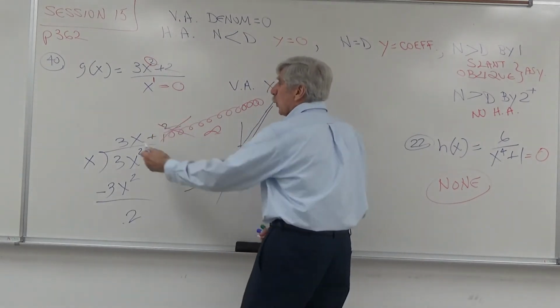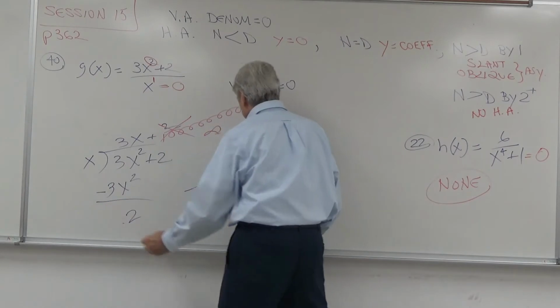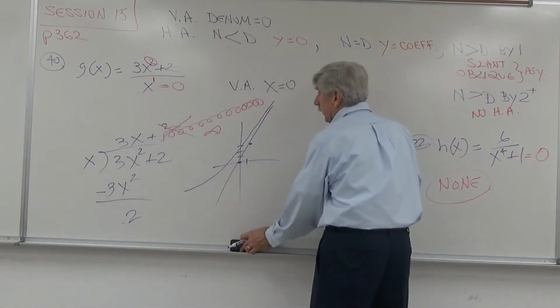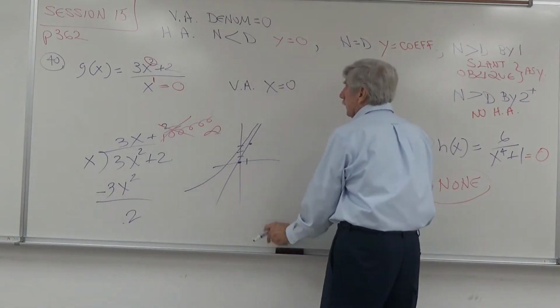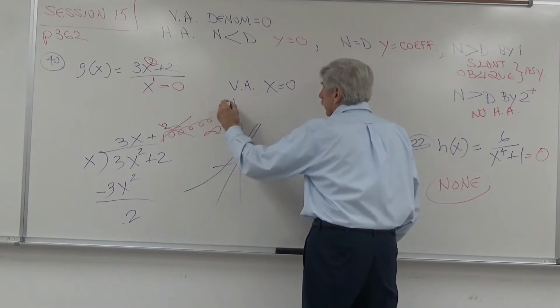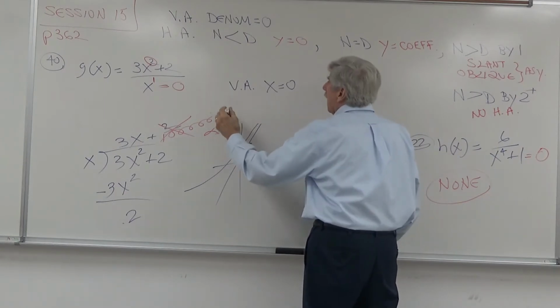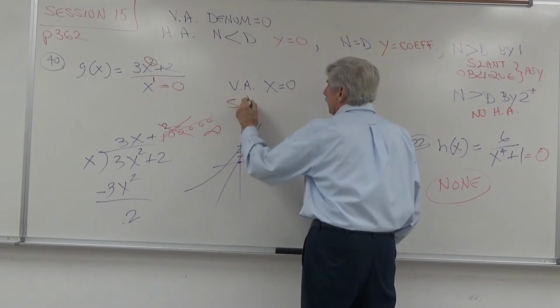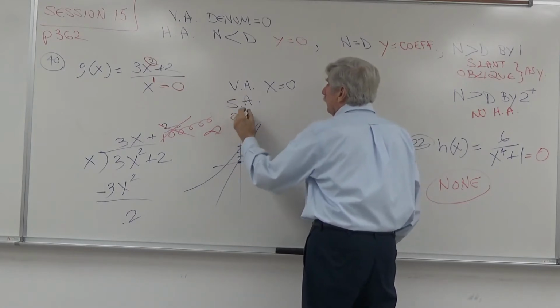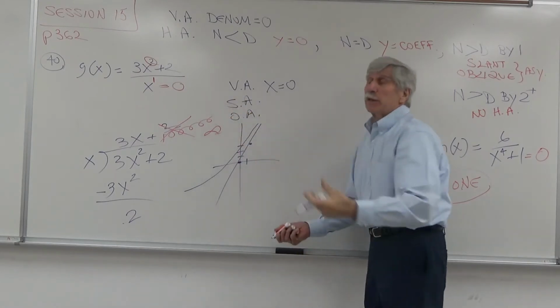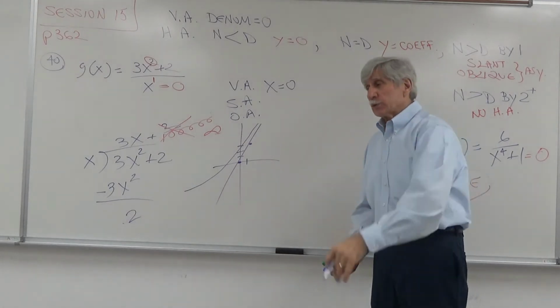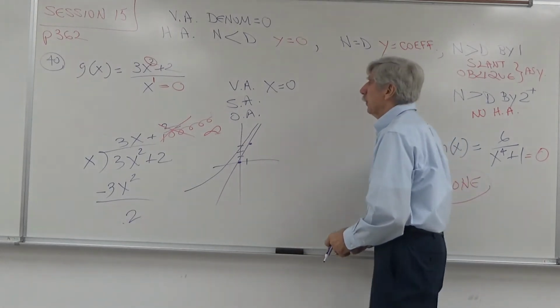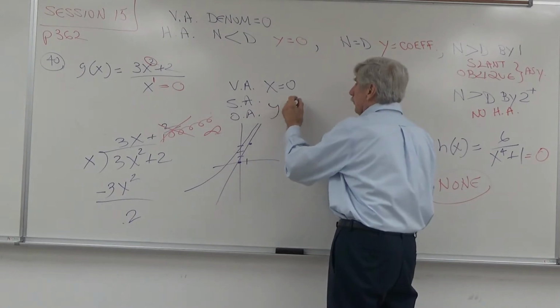Our answer is y equal to 3x, okay? Y equals 3x. So I'm going to put that right here, y equal to 3x. That's our slant asymptote. I'll use SA for slant asymptote, or OA for oblique asymptote. Slant and oblique mean the same thing, okay? Some books use slant, the other books use oblique, so I'll use them both. And that's y is equal to 3x.